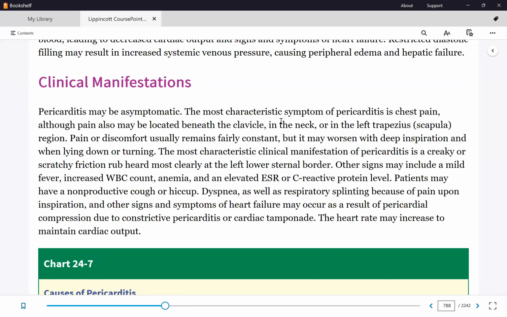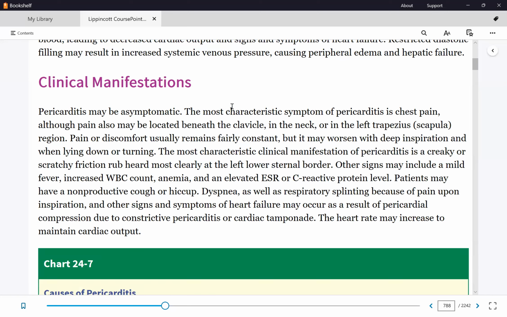That's why we emphasize, what were those 3 signs again of cardiac tamponade? Hypotension. Again, don't jumble them together. Those are separate. Chest pain here is for pericarditis only. Are we clear? And then what will you hear? A creaky or scratchy friction rub. This is again for pericarditis. This is not cardiac tamponade. Okay, these are all for pericarditis.